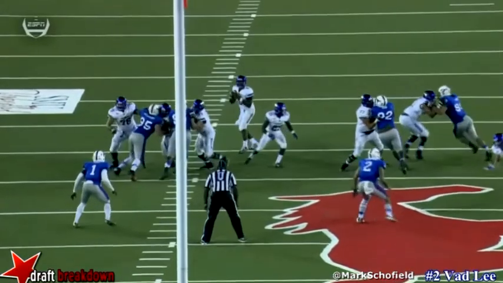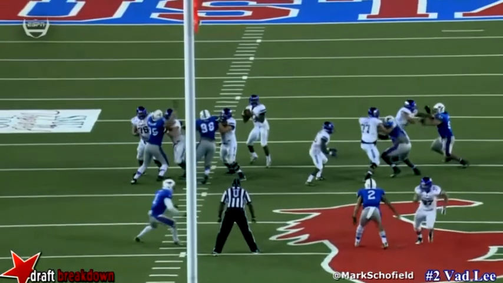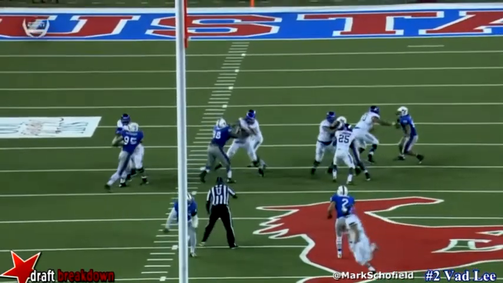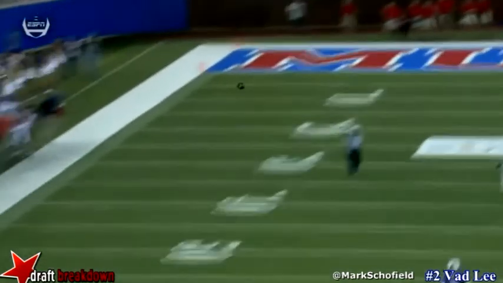Comes off of it. Now he's checking the safeties, verified that it's covered two. Now it's time to work through the reads again. Outside, tight end, and finally back to the outside for the touchdown.